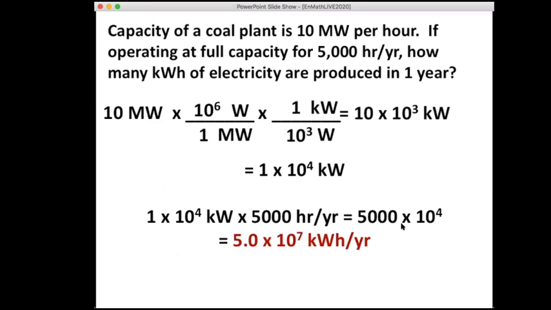And we'll do it. Once again, you could solve this lots of other ways. You could have immediately just multiplied 10 megawatts times 5,000 hours, right? So that's 50,000 megawatt hours, and then change it into kilowatt hours. To me, it's easier to change it before you multiply.